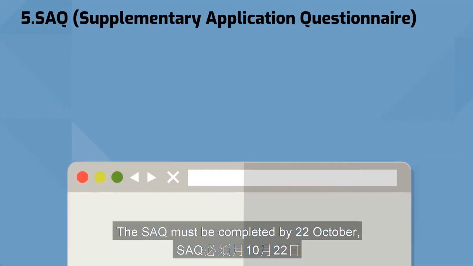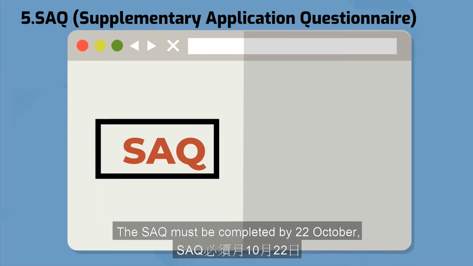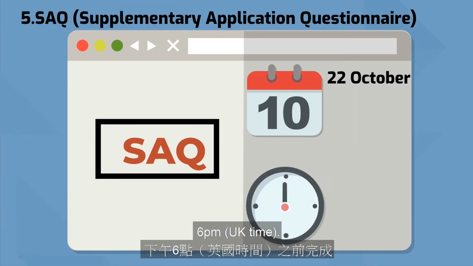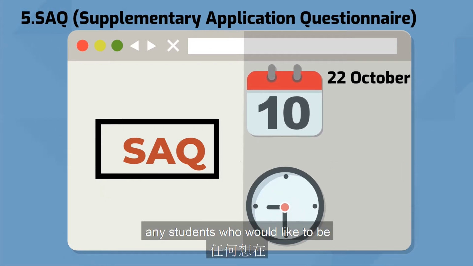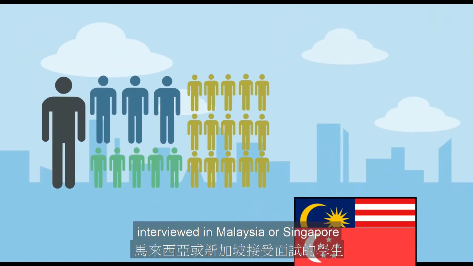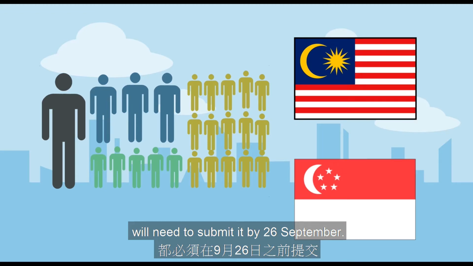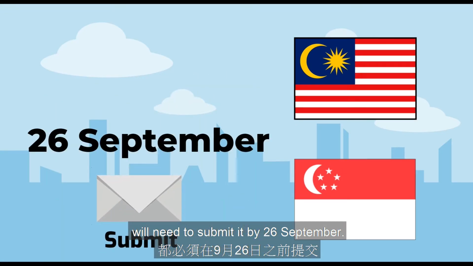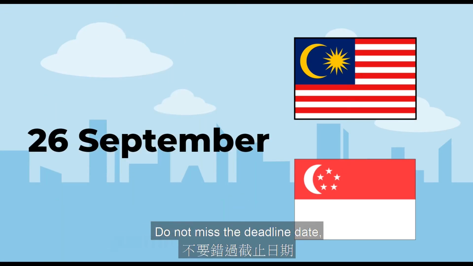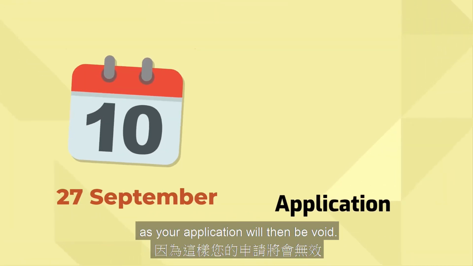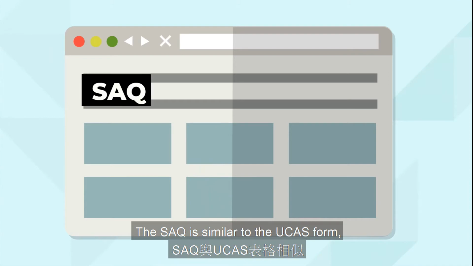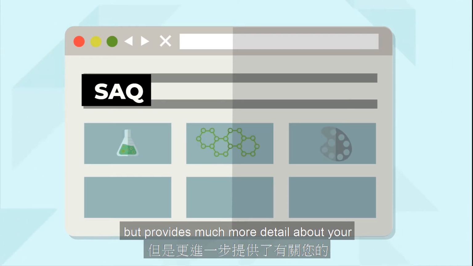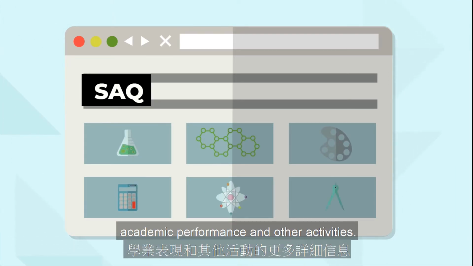5. The SAQ must be completed by the 22nd of October, 6 p.m. UK time. However, any students who would like to be interviewed in Malaysia or Singapore will need to submit it by the 26th of September. Do not miss the deadline date, as your application will then be void. The SAQ is similar to the UCAS form, but provides much more detail about your academic performance and other activities.